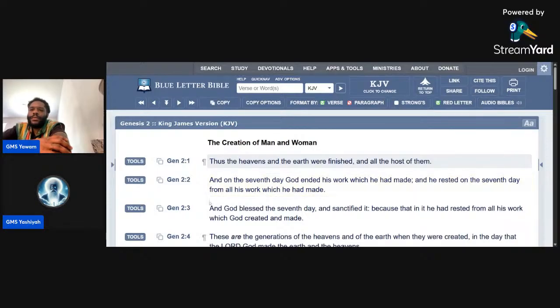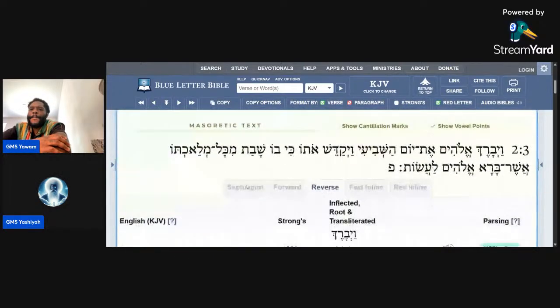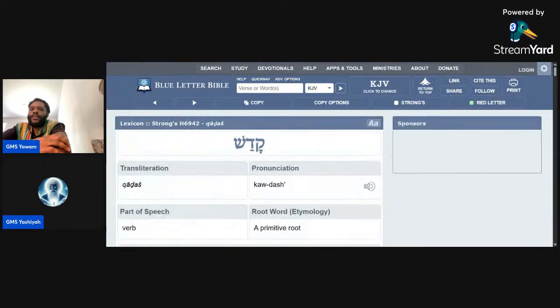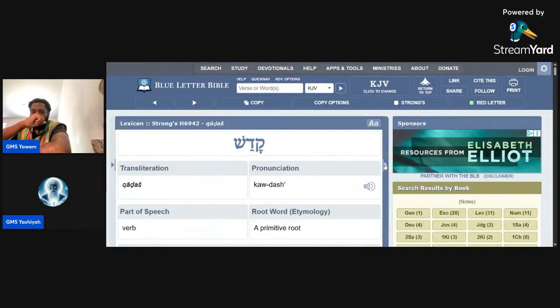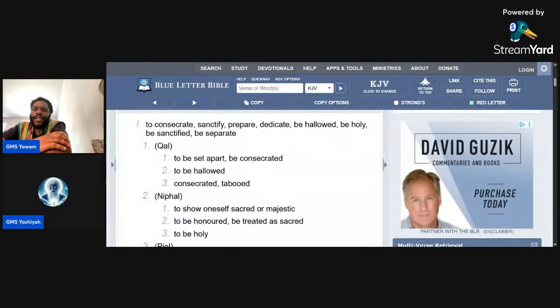So yeah, in verse 3 it says, and the Alahayim blessed the seventh day and sanctified it, because in it they had rested from all their work which the Alahayim had made, or created and made. So the word for sanctified is Quadash. And it says to consecrate, to prepare, to be holy. It says to set apart.